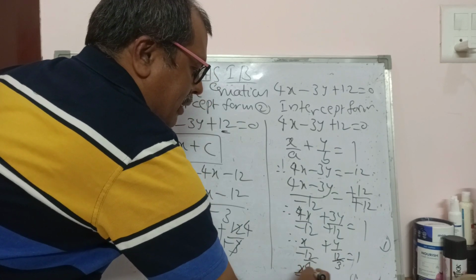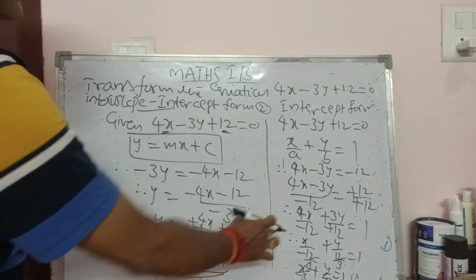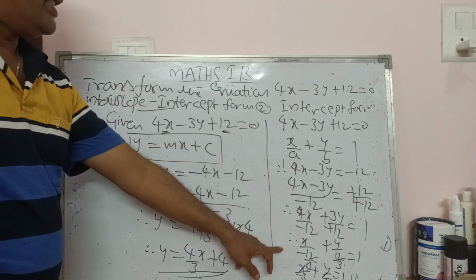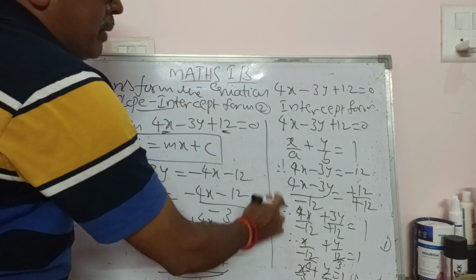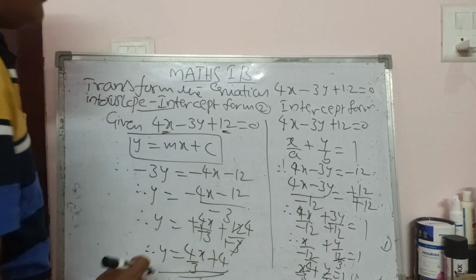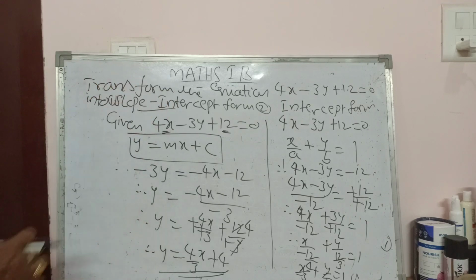x by minus 3 plus y by 4 is equal to 1. It is in the form of x by a plus y by b is equal to 1. Therefore, x by minus 3 plus y by 4 is equal to 1 is the intercept form of the given line equation.